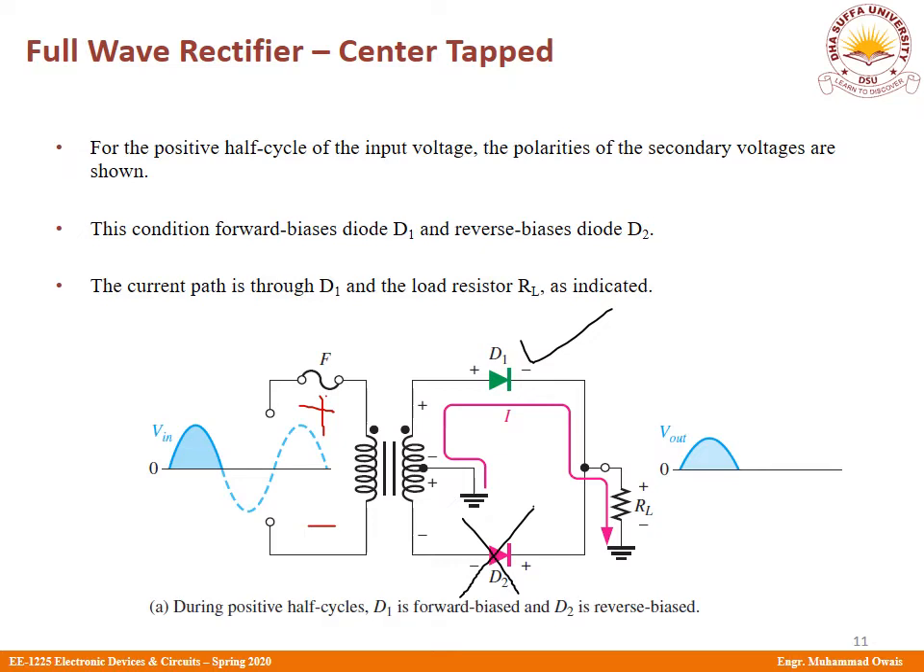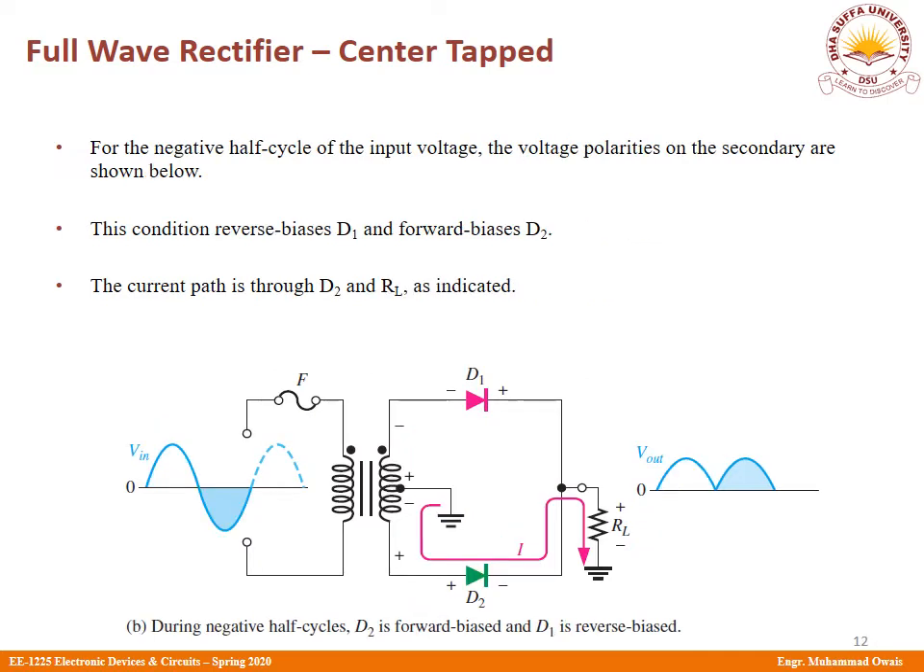Now let's discuss the negative half cycle. During the negative half cycle, again, the polarity at the input side is given the same way. So we say this is a minus here and a plus here. Same has been shown on the secondary side as well, minus plus. With this polarity, it is quite easy to understand which of the diodes will be conducting. Yes, you guessed it correctly, diode D2 will be conducting, whereas diode D1 will be reverse biased.